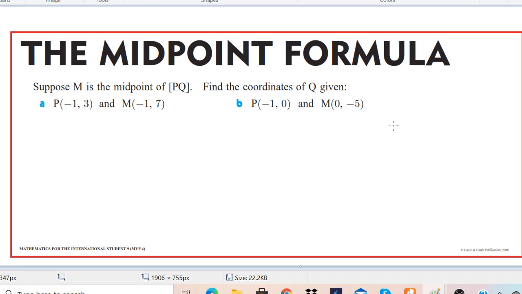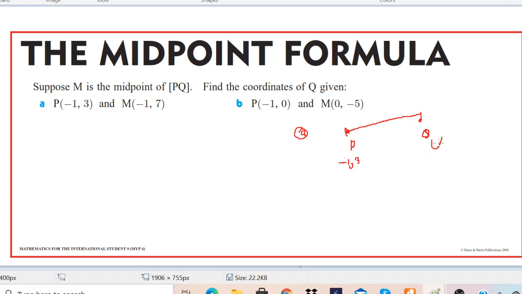So we have a line segment PQ, where the coordinates of the endpoints are not both given. One of the points is given and the second one is not given. I'm solving for part A. So P is given as -1, 3 and Q is not given.